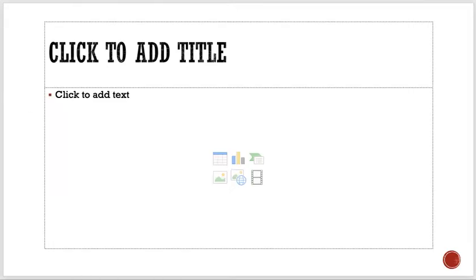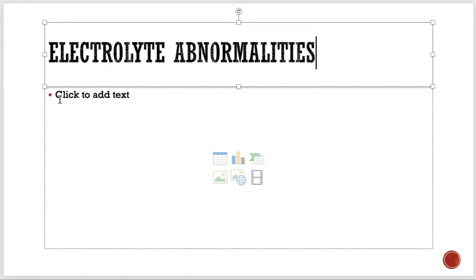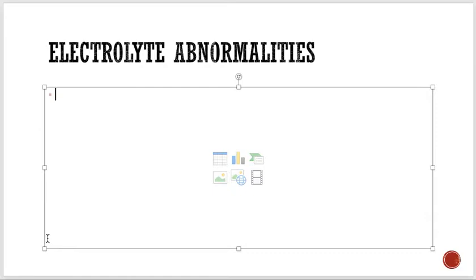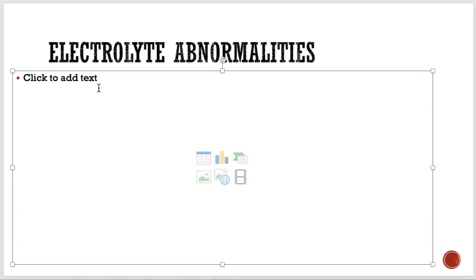Now I will give you some easy concepts. Let's talk about electrolyte abnormalities first. As I told you, we are going to cover sodium and potassium in this lecture. When the sodium is too low, it is called hyponatremia, low sodium ion electrolytes. Whenever the sodium is more, we call it hypernatremia.